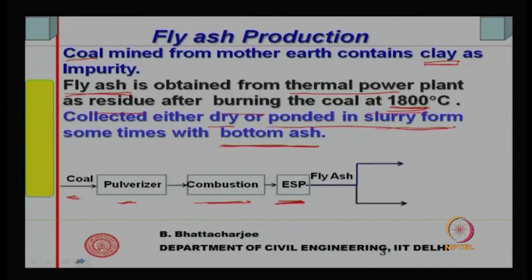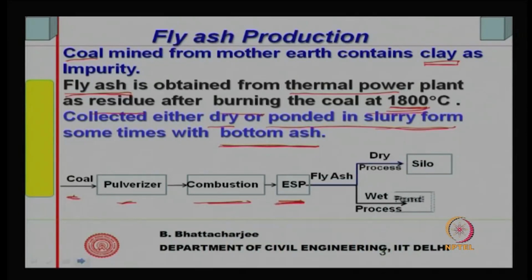Followed by fly ash production, this fly ash can be handled by dry or wet process. In the wet process, what you do is mix this ash with water, usually with the bottom ash, to form a slurry, and this slurry is transported and stored in a pond. In the dry process, the ash is handled dry and taken directly to the silo. Wet process, put it into the pond. So, this is how fly ash is produced.